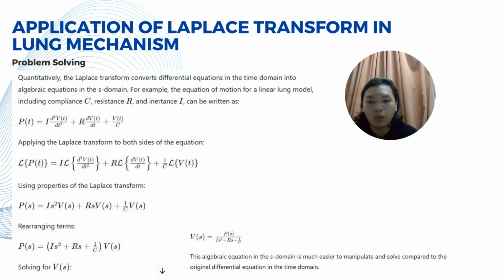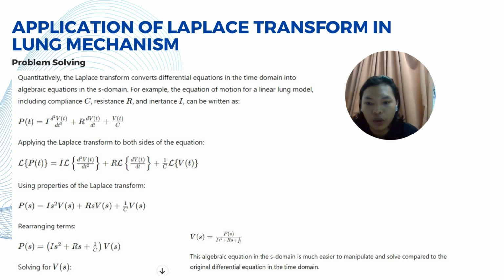After that, we transform into the Laplace equation. We use the properties of the Laplace transform, so we change everything after we transform. So we get P(s) equal to I S squared V(s) plus R S V(s) plus 1 over C V(s). After that, we arrange and make a factorization.